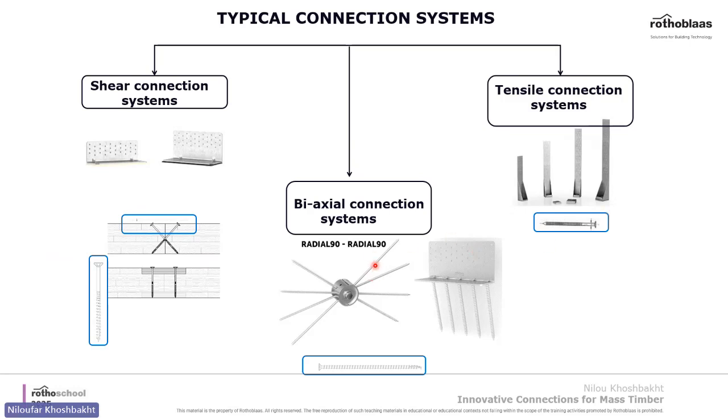We also have biaxial connection systems. The main characteristic of this system is they consist of a steel plate, and also we have screws in these systems that are oriented in different directions, so they can resist force in different planes. And they provide a high strength performance. For example, this is our radial, this is a Titan bracket, and they are resisting loads in both tensile and shear.